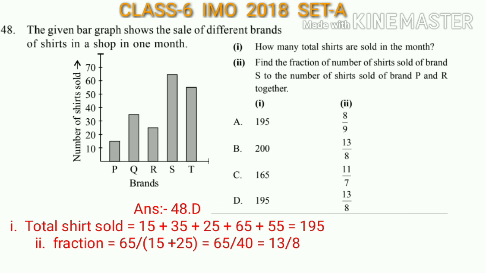Now 2i, find the fraction of the number of shirts sold of brand S to the number of shirts sold of brands P and R together. The number of shirts sold of brand S is 65, brand P is 15 and brand R is 25. So the fraction will be 65 divided by 15 plus 25, which is 40. So 65 by 40, we can simplify it as 13 by 8. So 2i will be 13 by 8. So the answer will be option D. I is 195 and 2i is 13 by 8.